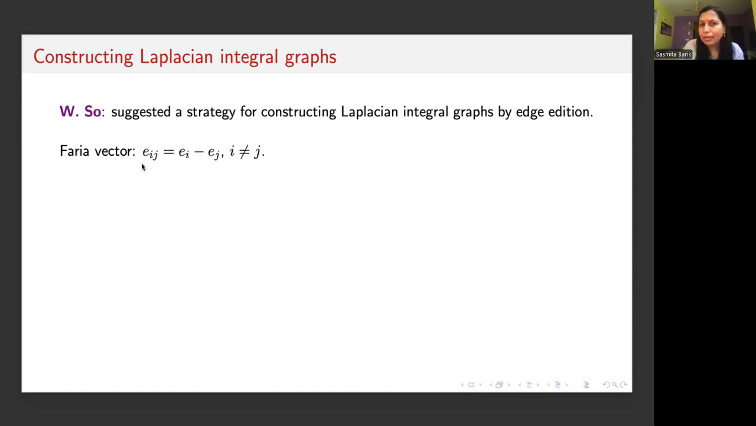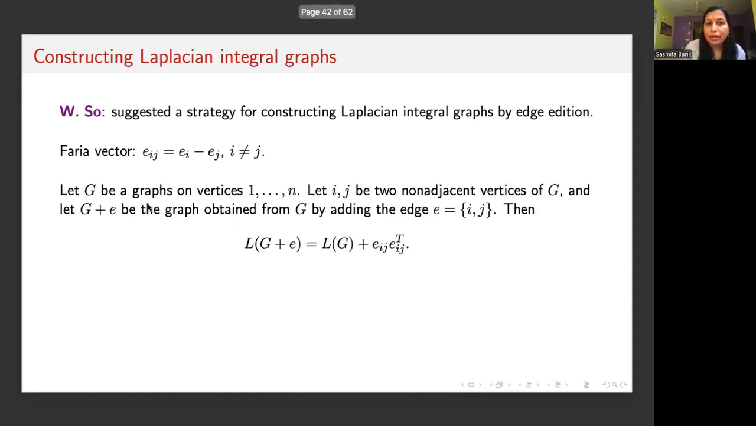So before that, I'll define this vector. This is the Fourier vector. You are taking the standard vector e_i minus e_j, i not equal to j. So at the ith place you are putting 1, and at the jth place you are putting -1. Other entries are 0. This is known as the Fourier vector. Now, if I add one edge to a graph, so let G be a graph on n vertices, and i, j are two non-adjacent vertices. And let's say e is the edge ij. So I'll make the new graph G plus e, that is the graph obtained from G by adding one edge between i and j. So that edge I am taking as e notation.